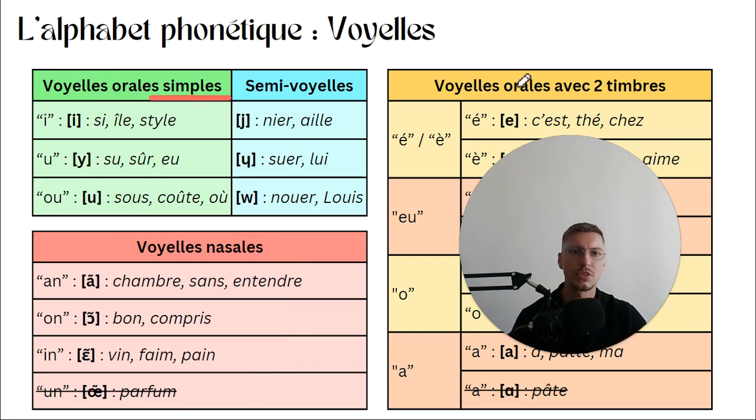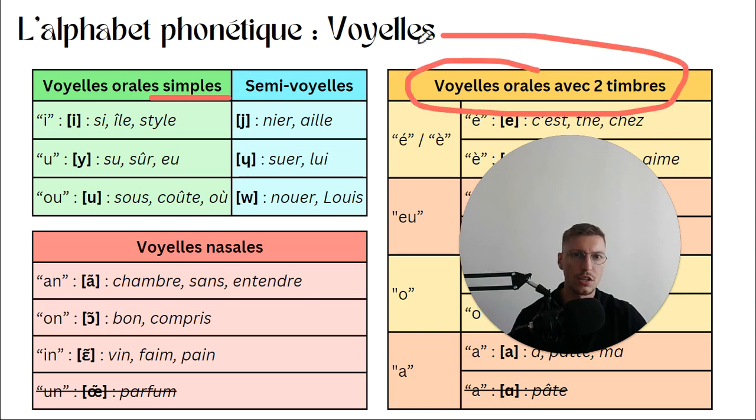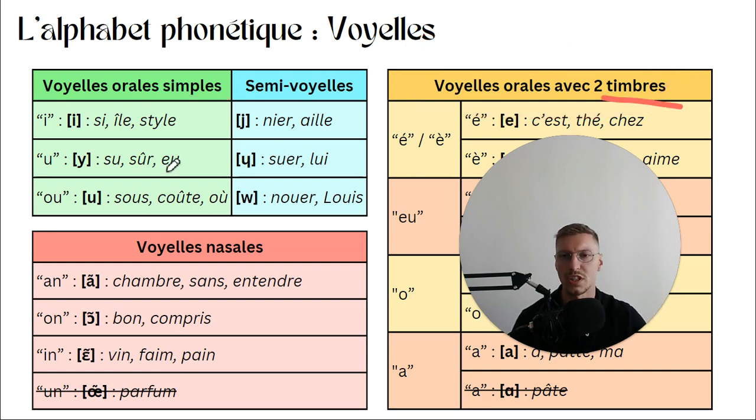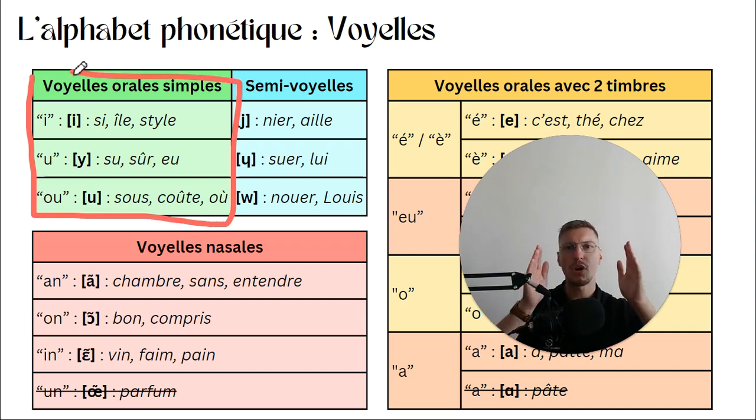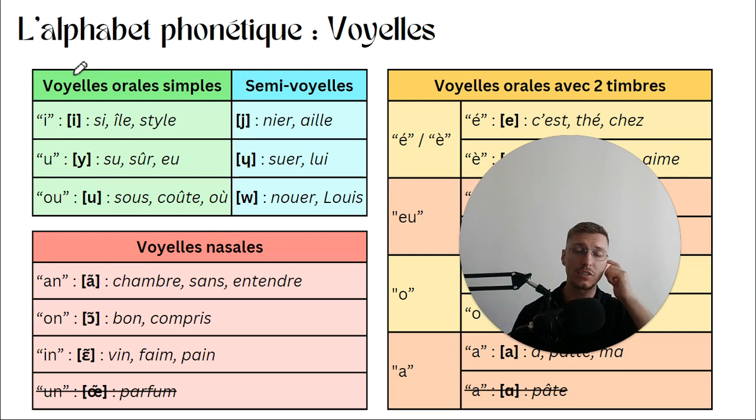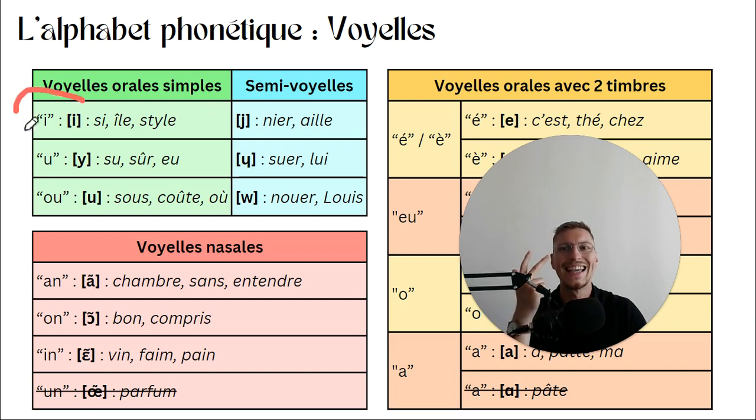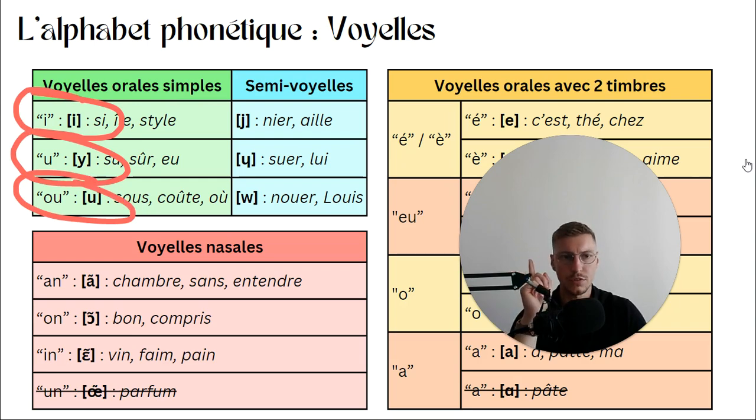And simple because, contrary to these ones, they don't have different timbres. I don't know how to say this in English. Basically what it means is that these three sounds are simple, direct, straightforward, but there is one tricky thing, which is the difference between U and OU, and this is what we're going to spend most of our time on today. Donc, les voyelles orales simples, on en a 3, we have 3 of them. I, U, OU. Okay? Très bien.